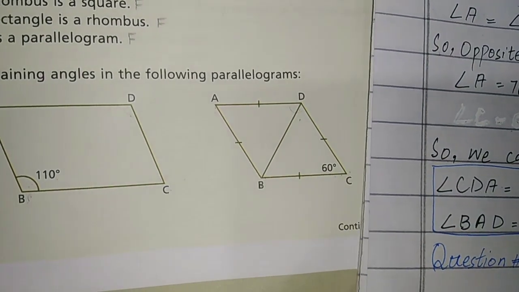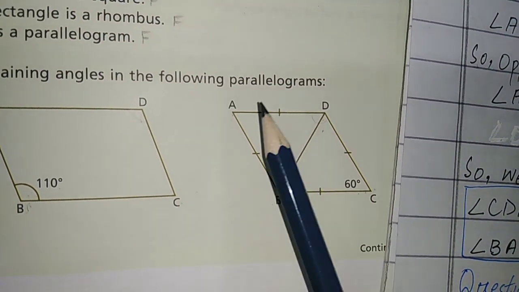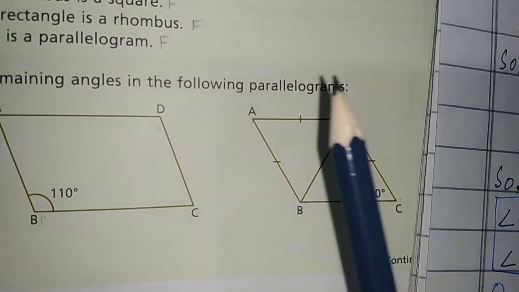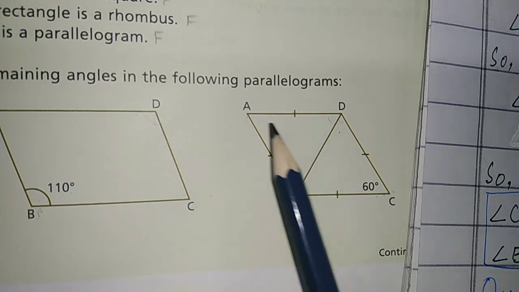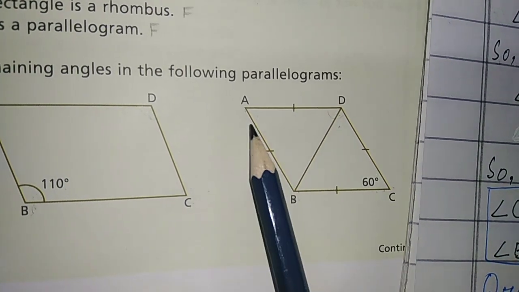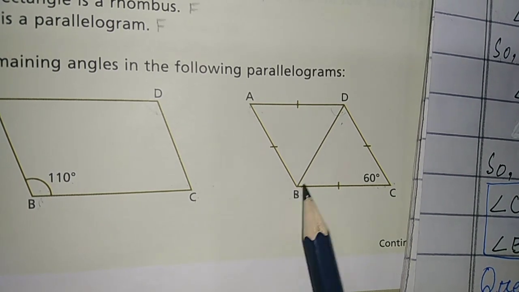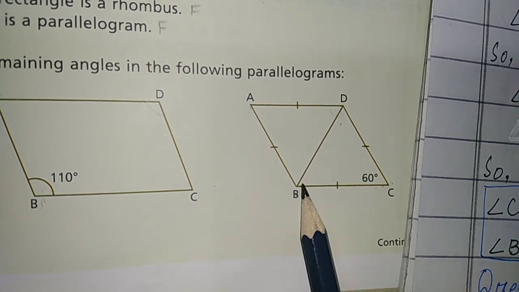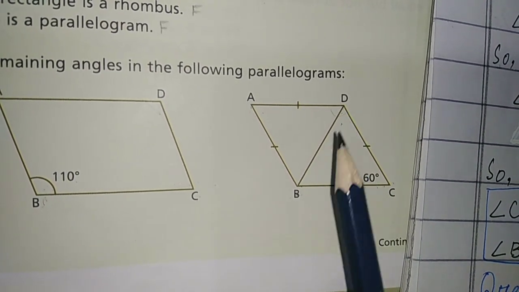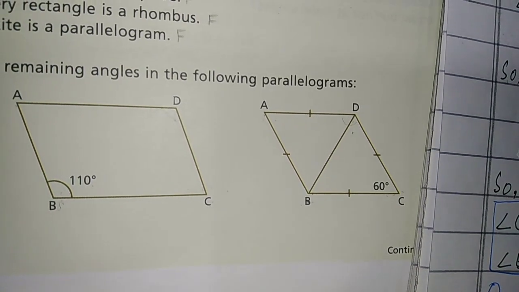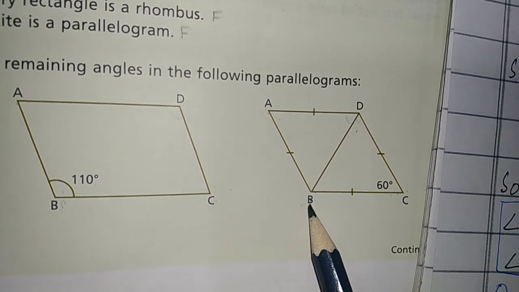The second part is that angle C is given, but angles A, D and B are not given. Angle A is the same as angle C because they are opposite angles of a parallelogram. So angle A is equal to angle C, that is 60 degrees. And now we have to find angles B and D. Angle B and D are going to be the same, but we haven't found the value of B and D. So firstly we have to find angle B.